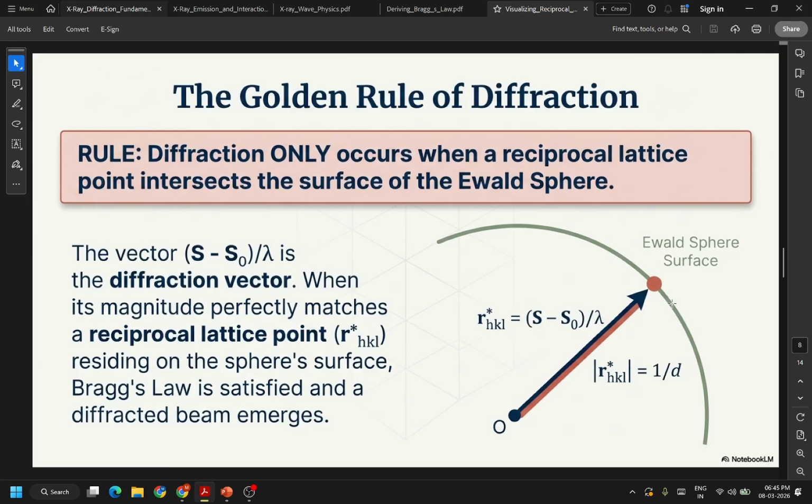So diffraction only occurs when a reciprocal lattice point intersects with the surface of the Ewald sphere. The vector (S minus S naught) by lambda is a diffraction vector, and when its magnitude perfectly matches the reciprocal lattice vector, that is r star HKL, which is residing on the sphere surface, that is when Bragg's law is satisfied and a diffracted beam emerges.